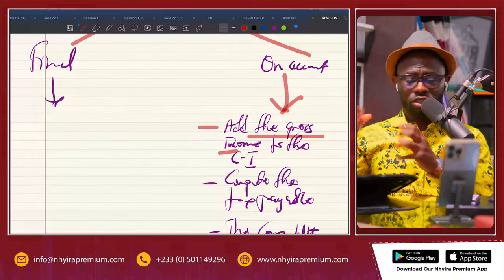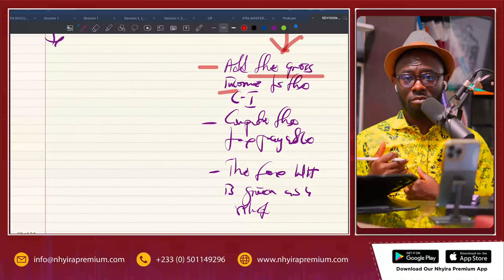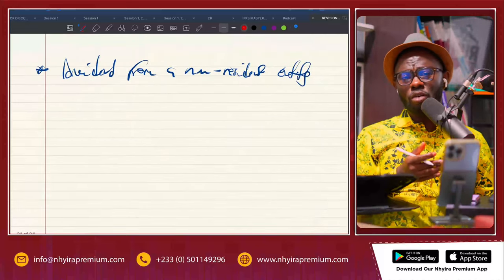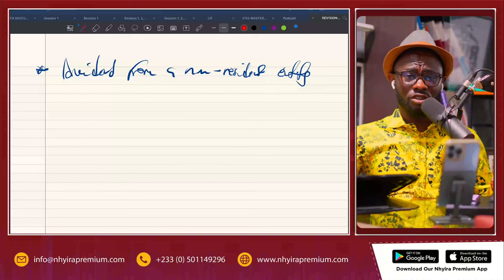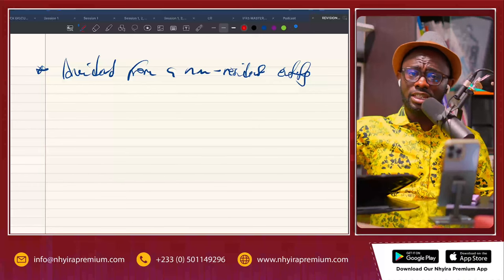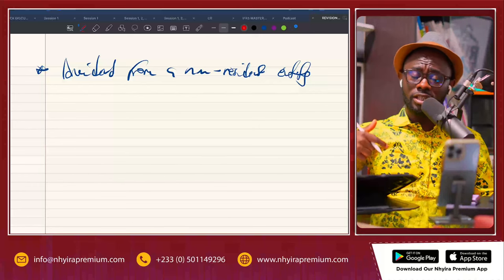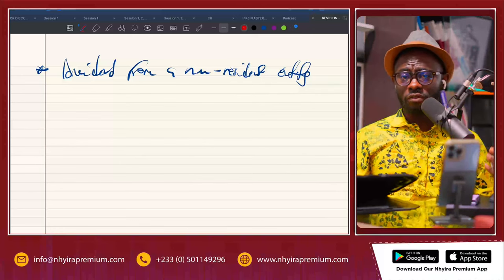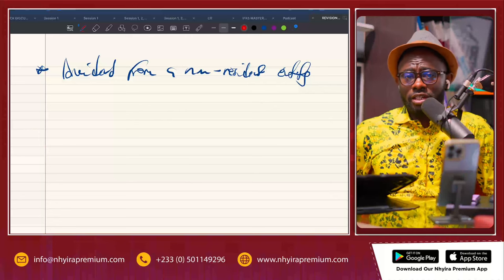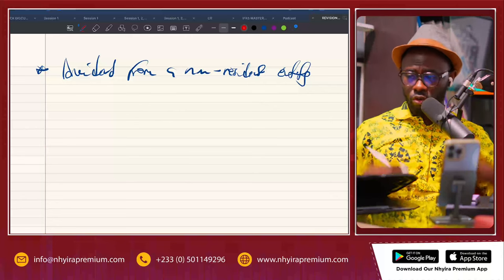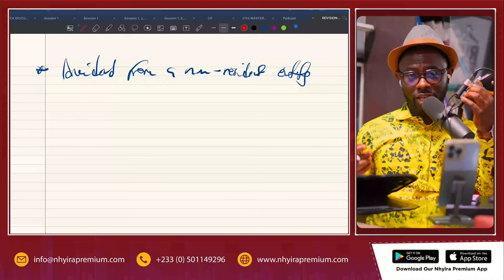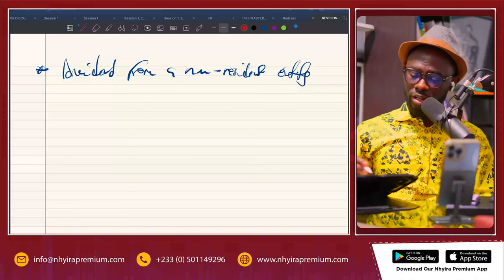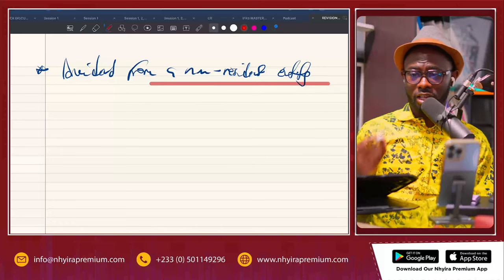So the gross amount must be added to their chargeable income with corporate tax. And then if Ghana has a double tax arrangement with that foreign country in which the foreign entity operates, who pays the dividend, then the tax paid in that foreign country will be given as a foreign tax credit. So dividend from a non-resident entity, that's how we deal with it.